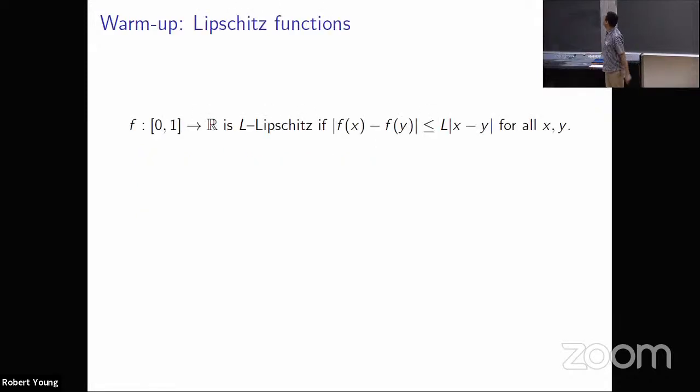Okay, so let's start with a warm-up. Let's look at Lipschitz functions. So remember that a function is L Lipschitz if |f(x) - f(y)| is at most L times the distance between x and y for all x and y in the domain. And then we can ask, what's the most complicated one Lipschitz function?